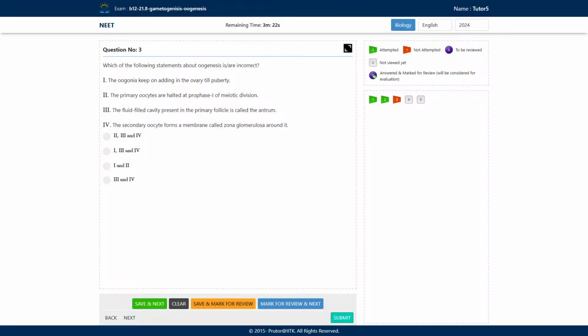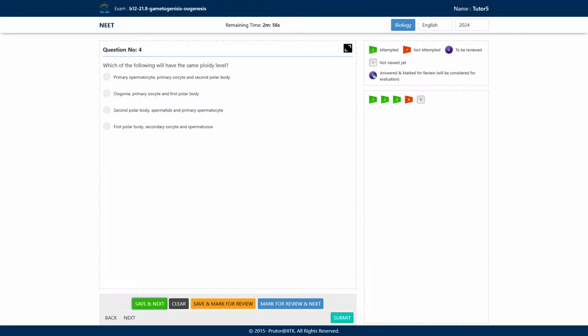Third, the fluid filled cavity present in the primary follicle is called antrum. This is also a wrong statement because antrum is a characteristic feature of the tertiary follicle, not the primary follicle. Then fourth one, the secondary oocyte forms a membrane called zona glomerulosa. This is also wrong because the secondary oocyte forms a membrane known as the zona pellucida. Answer will be option number B.